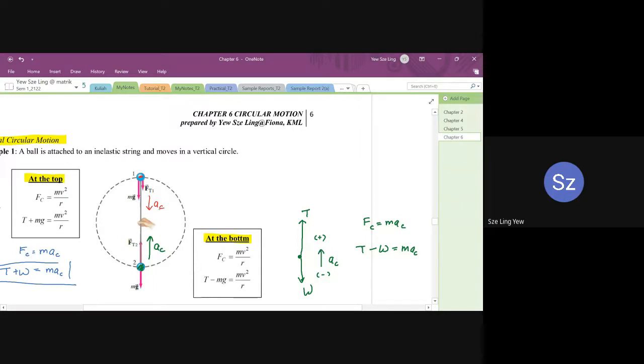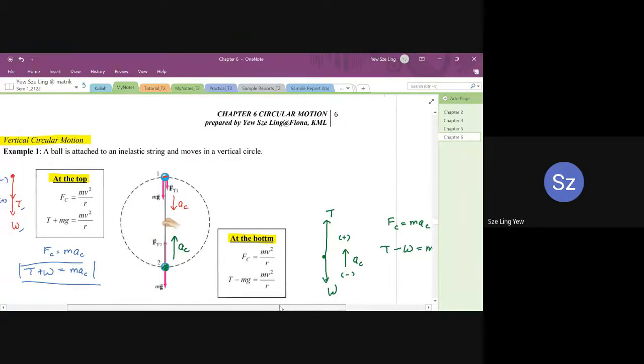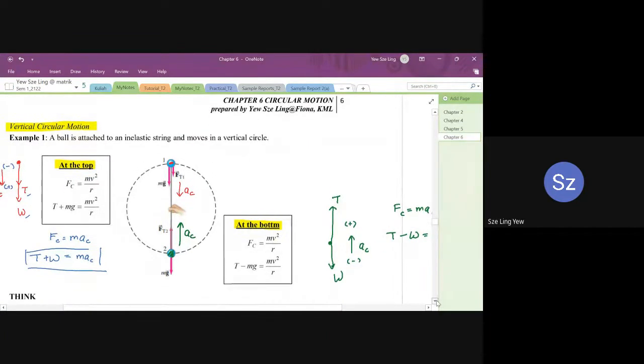So when it comes to vertical circular motion, you have to take into consideration the weight of the object. If your object is moving in a horizontal circular motion, weight is not that important. But when it comes to vertical circular motion, you have to take note. So this is how you form the equations.